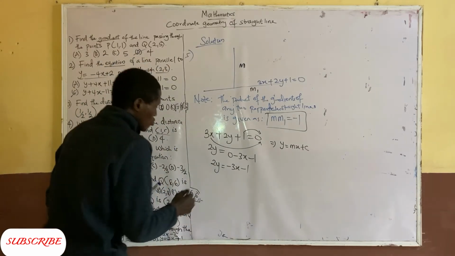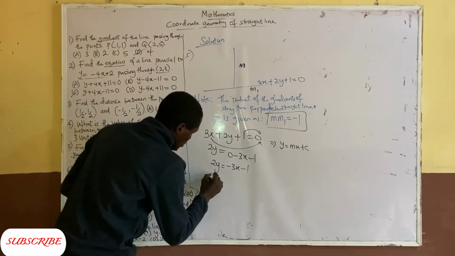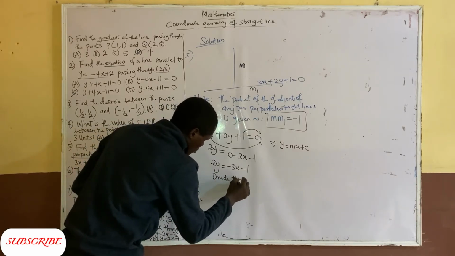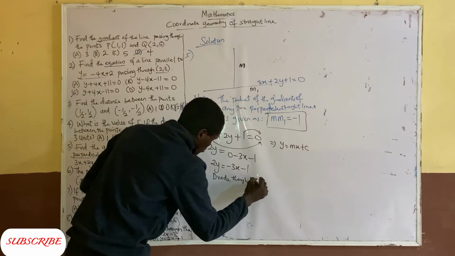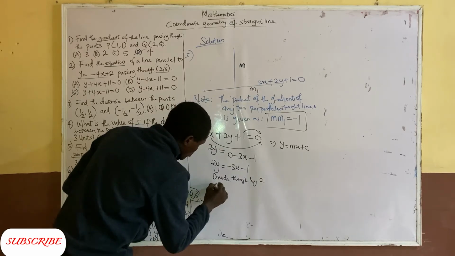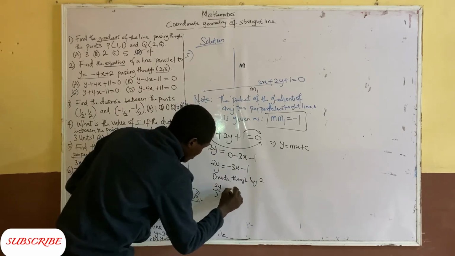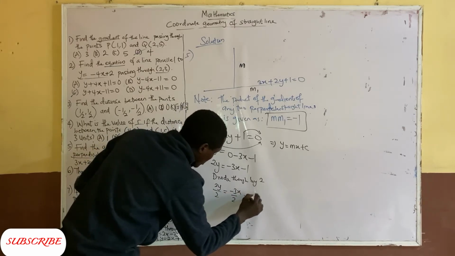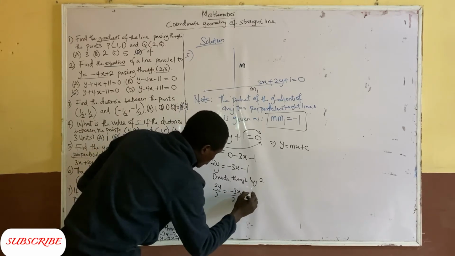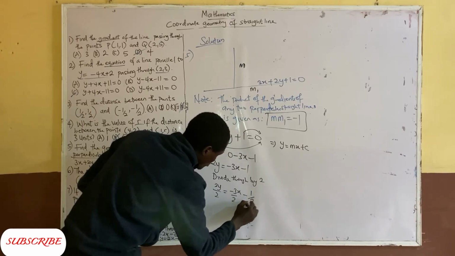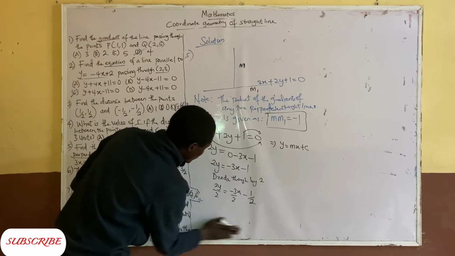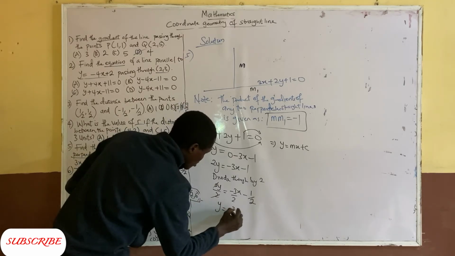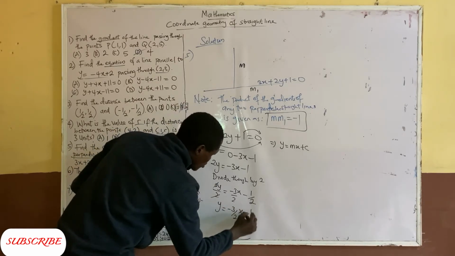So you divide through by 2. So you have 2y over 2 equal to minus 3x over 2 minus 1 over 2. So that is what we call dividing through by 2. So this one cancels out, and we have y equal to minus 3 over 2 x minus 1 over 2.